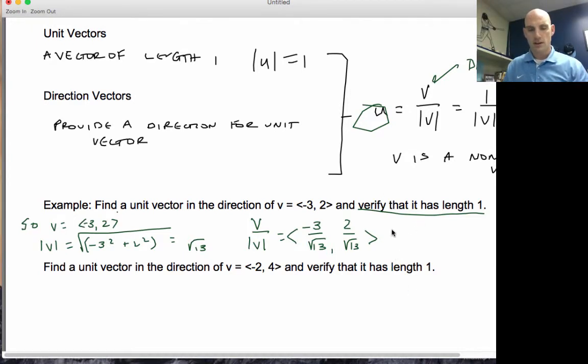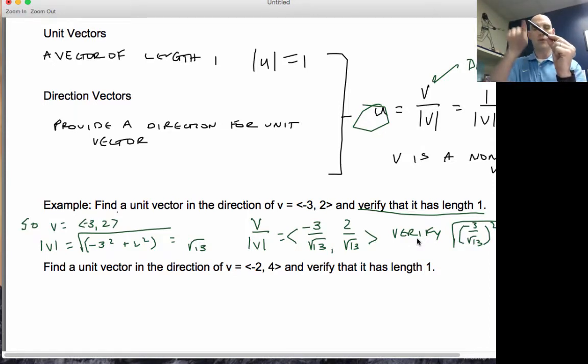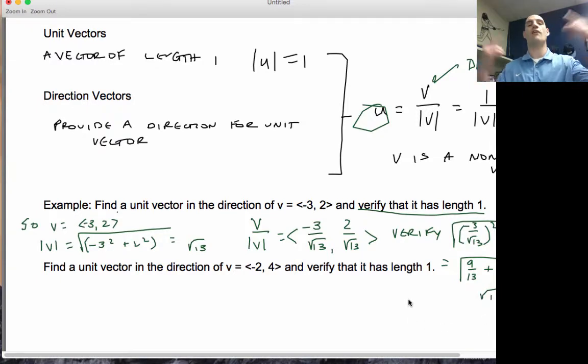And so to verify that, you'd say verify, okay? That would be -3 over root 13 squared plus 2 over root 13 squared, and you take the square root of that. So what we're saying is, hey, you've got this vector of length 1. It's the length of this pen. This is 1. What are the components that have to go into it? So you take the components and you divide by the total length, because when you square them, watch what happens. This becomes 9 over 13, because it's -3 squared over root 13 squared, plus 4 over 13 is equal to 13 over 13, and we're taking the square root of this, right? That's the square root of 1, which is equal to 1. Okay, so that's us verifying that it has a length of 1.